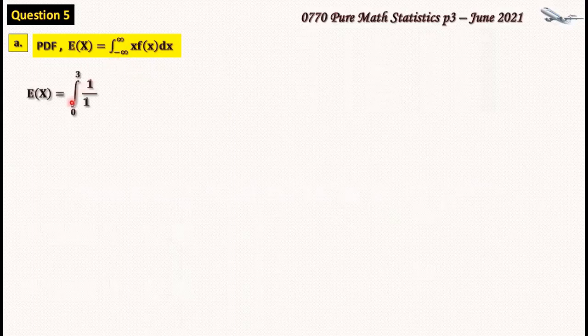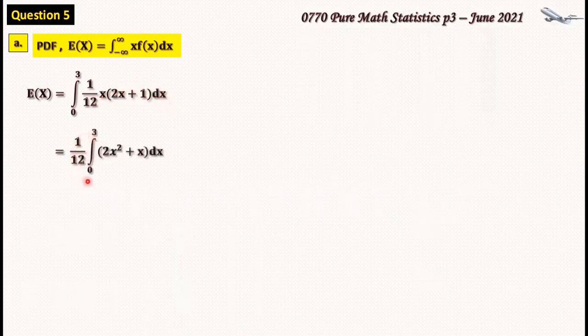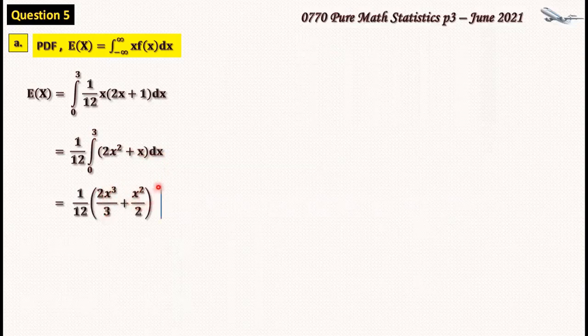We'll have the integral from 0 to 3 of 1 over 12 into 2x plus 1 times x. So that gives us 1 over 12 x into 2x plus 1 dx. We can factor out this 1 over 12, which is a constant, and we'll have 1 over 12 into the integral from 0 to 3 of 2x squared plus x dx. Integrating this will give us 2x cubed on 3 plus x squared on 2, and the limits of integration are from 0 to 3.